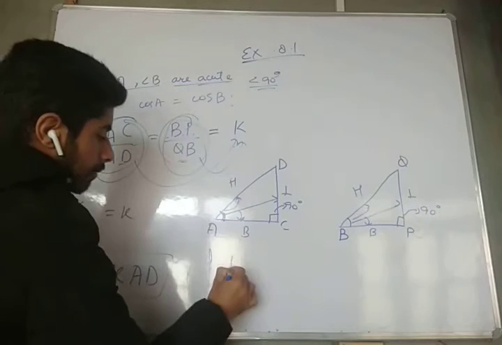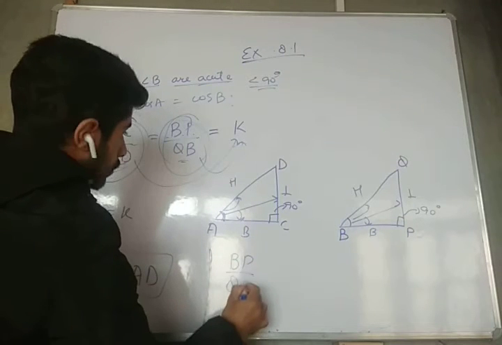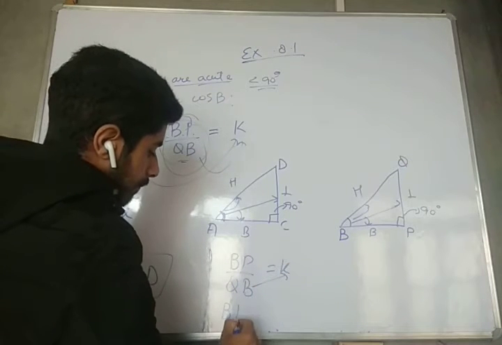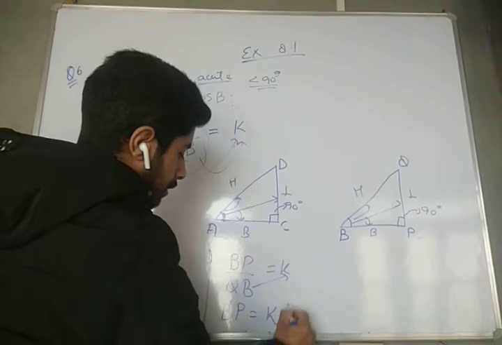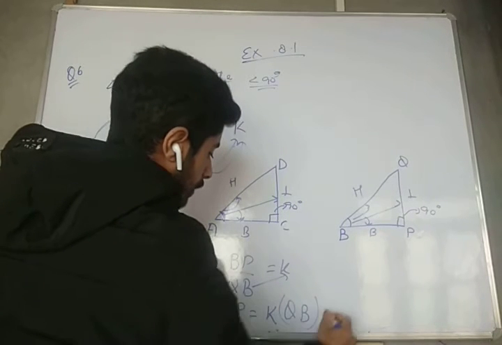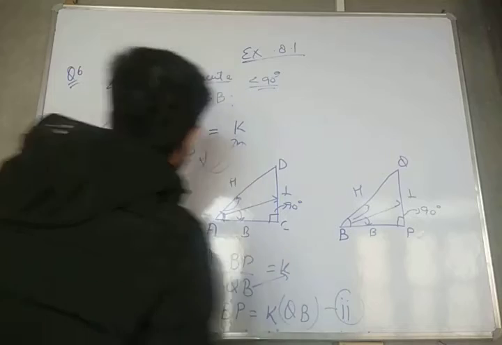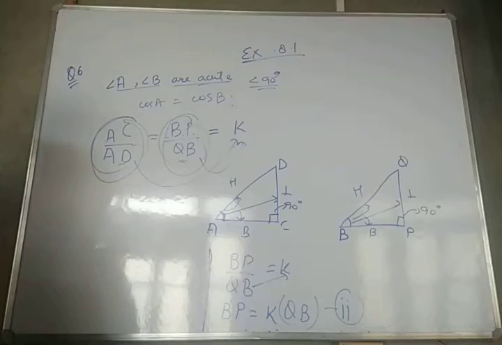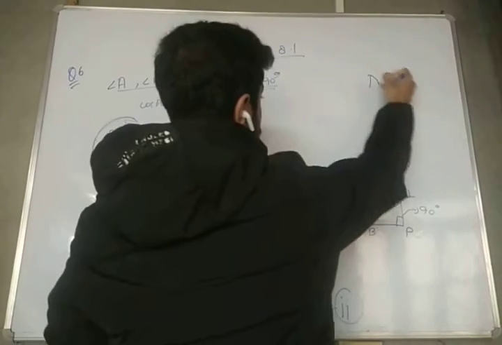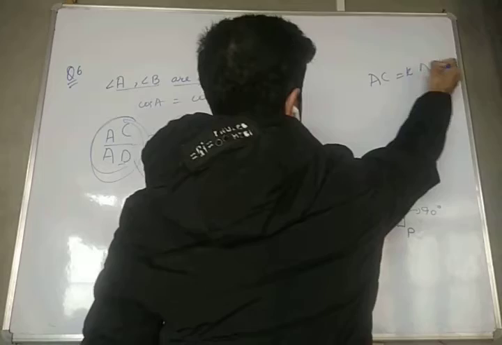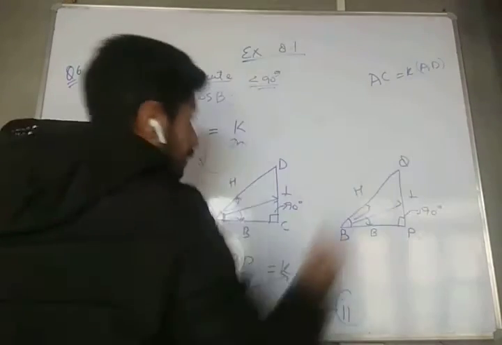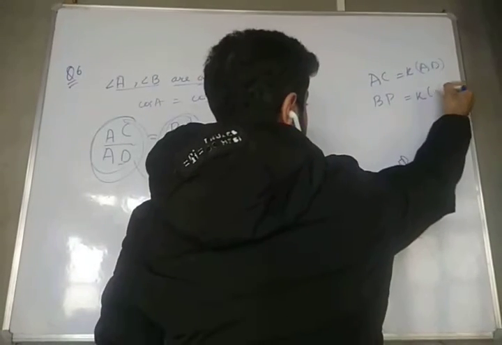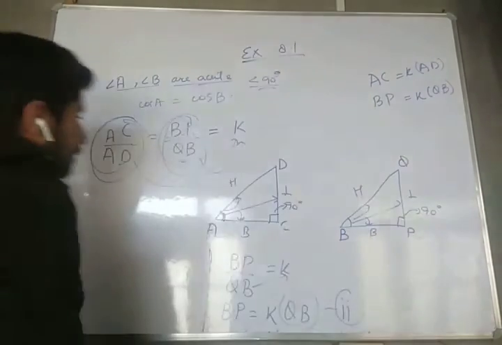Now equate this ratio to K. This will be BP by QB. It's equal to K. That means take this QB to this side. This is BP is equal to K times QB. Let's denote this as equation 2. See, I'll write this here: AC is equal to K times AD, and this BP, it is equal to K times QB. Let's write them here.